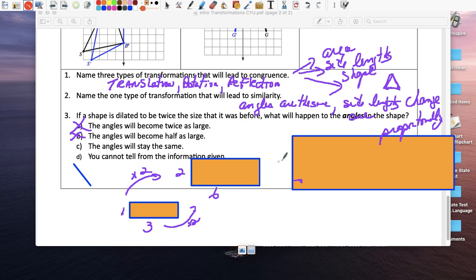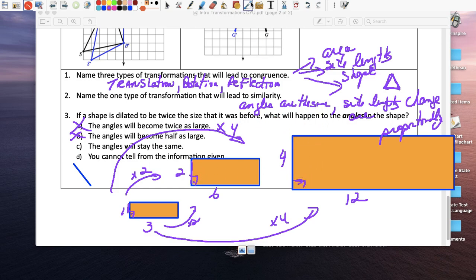So for this one, let's say, I don't know, this is 4. So what did I do? I dilated by a factor of 4. So I'm going to multiply all the sides by 4. And if I multiply 3 times 4, my new rectangle would be 4 by 12. Okay, so the side lengths changed, right? The area inside changed. But what's the only thing that stayed the same? The angles. All the angles are still 90 degrees. So that didn't change.